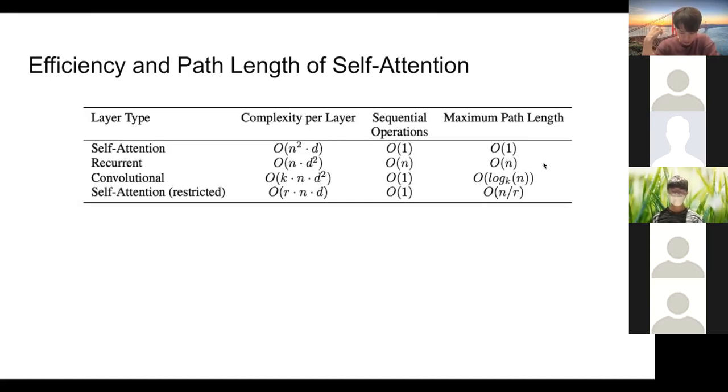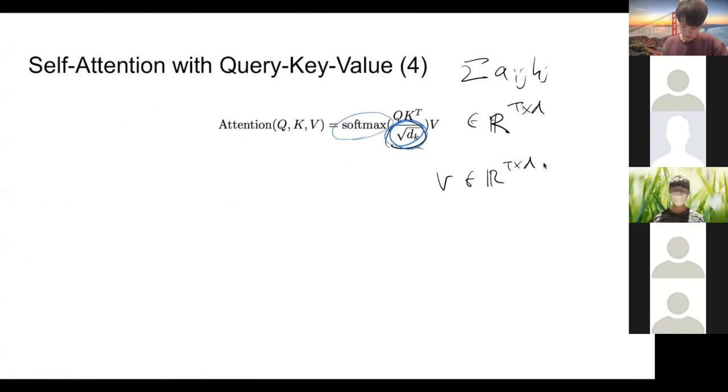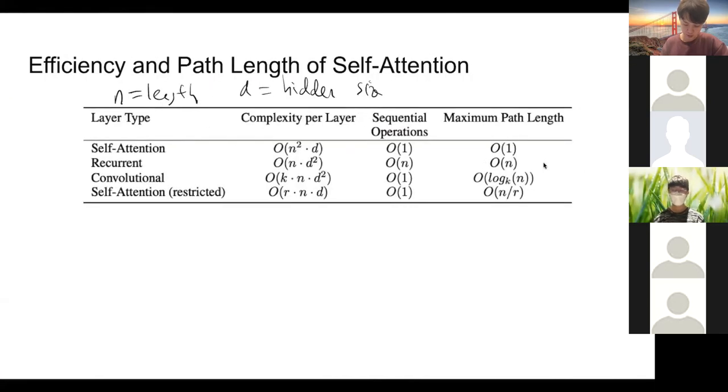Okay, so here N is basically the length. We used T up to now, but N is length and D is the same thing, right? Hidden size. Okay, so first of all, self-attention complexity per layer is N squared times D. Why is that? We can actually prove this pretty easily because remember that most computation happens here, right? This is the first computation actually. I'll just copy this and write it here because I think it's confusing to go back and forth. So it was Q K transpose, right?